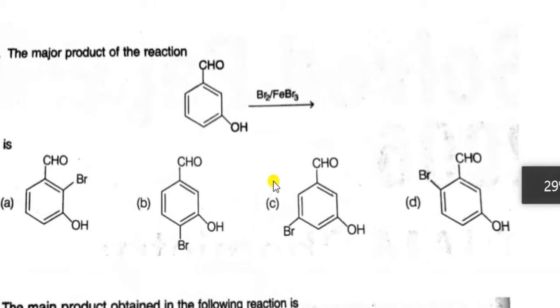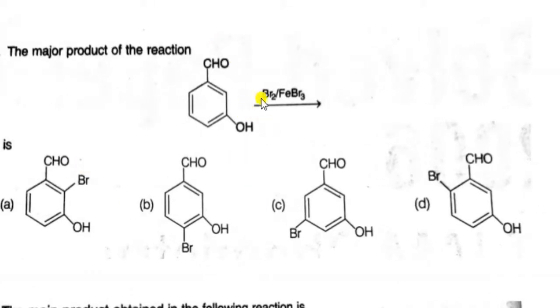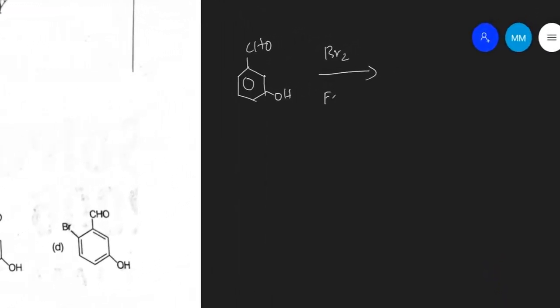Next one, the product of the reaction. The given aromatic compound is treated with bromine and FeBr3. So what is the product? Bromine and FeBr3 involve the electrophilic substitution reaction. The starting material is the aromatic compound, that is, the one with CHO and OH groups. It is treated with bromine and one Lewis acid, FeBr3.